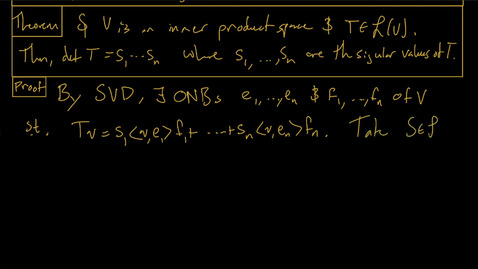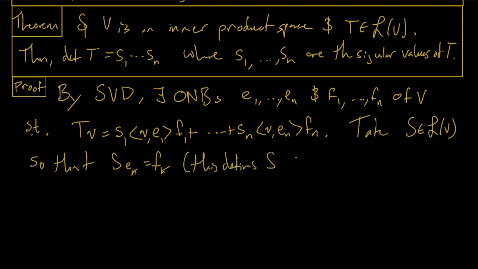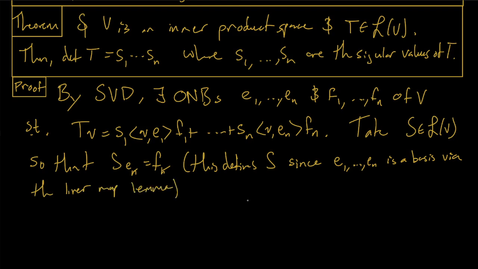Take S in L(V) so that S e_k is equal to f_k. This defines S since e1 through en is a basis, via the linear map lemma, which we proved a long time ago. That is, all you got to do to know what a linear map does is know what it does to a basis. Okay, then here's what we get.